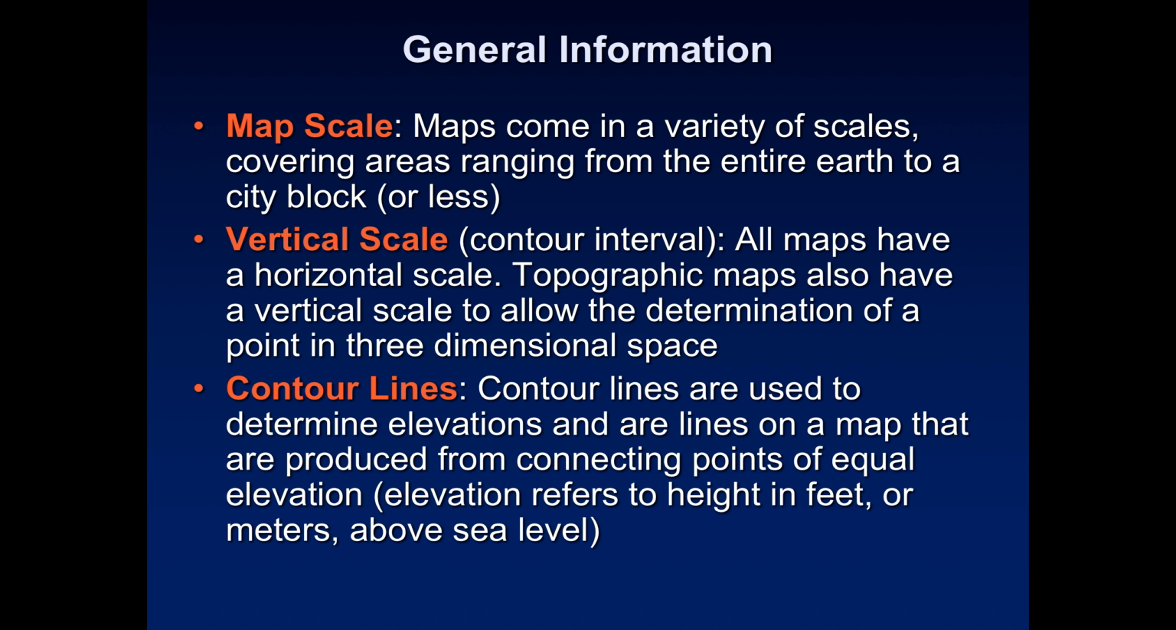All right, so general information, when you're looking at these maps, there will be what's called a map scale. We'll talk more about that soon, but basically, how far is a kilometer actually on this map, and those sorts of things. The vertical scale, which refers to your contour interval. So topographic contours or contour lines show elevations on the map.